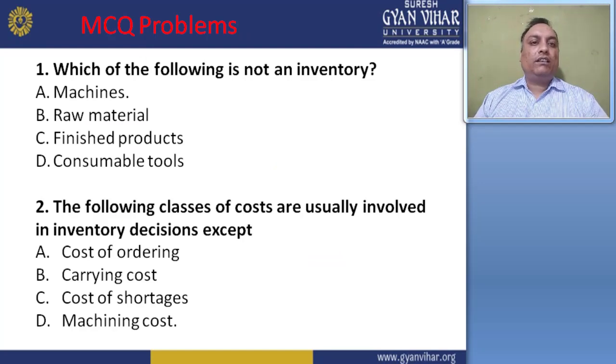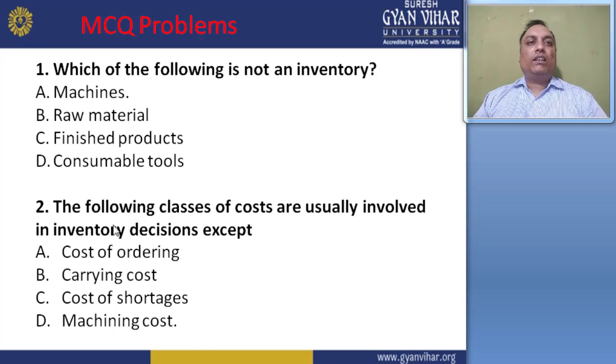The first question is: which of the following is not an inventory? Option A is machines, raw material, finished product, and consumable tools. So A is right here. A machine is not a part of inventory.